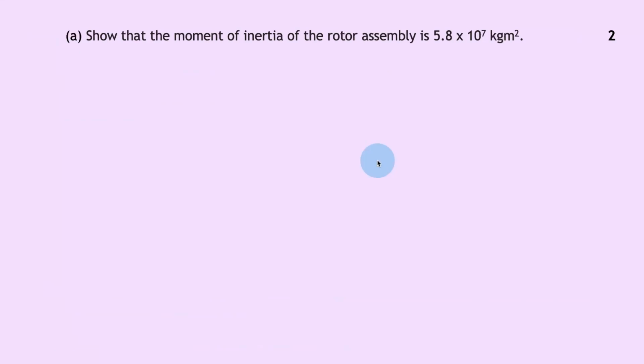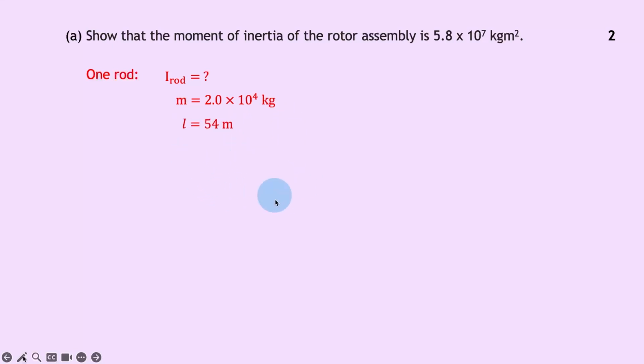Well, we were just told that the mass of the rotating hub is negligible compared to the mass of the blades, so the total moment of inertia is going to involve the mass of the blades, and we were told that each blade can be modelled as a solid rod rotating about its end. So that means that for one rod, the moment of inertia of the rod is what we're trying to find, the mass m is 2.0 times 10 to the 4 kilograms for each rod, and the length L is 54 meters.